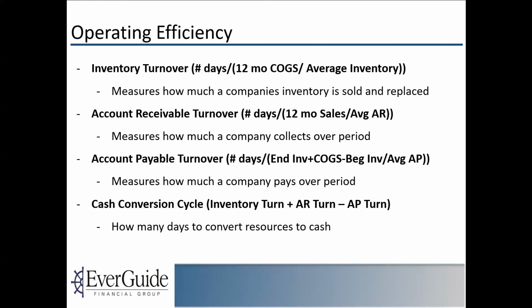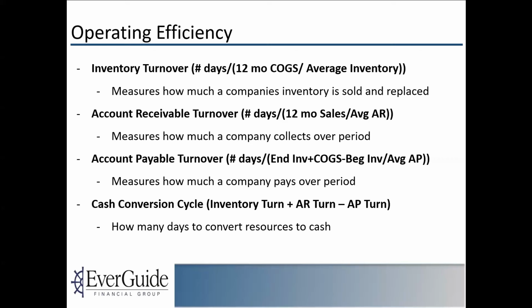most time. So the first one is inventory turnover. That's just the number of days in the period. So whether it's a quarter, whether it's a year, you just take the number of days. You divide that by the 12-month cost of goods sold over average inventory. And this shows, again, over the course of a cycle, how much a company's inventory is sold and replaced.